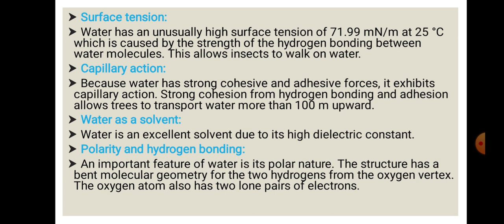Then the next property of water is polarity and hydrogen bonding. An important feature of water is its polar nature. The structure has a bent molecular geometry for the two hydrogens from the oxygen vertex. The oxygen atom also has two lone pairs of electrons, and that forms the two poles, that is, the side of oxygen is called the negative pole and the side of hydrogen is called the positive pole.